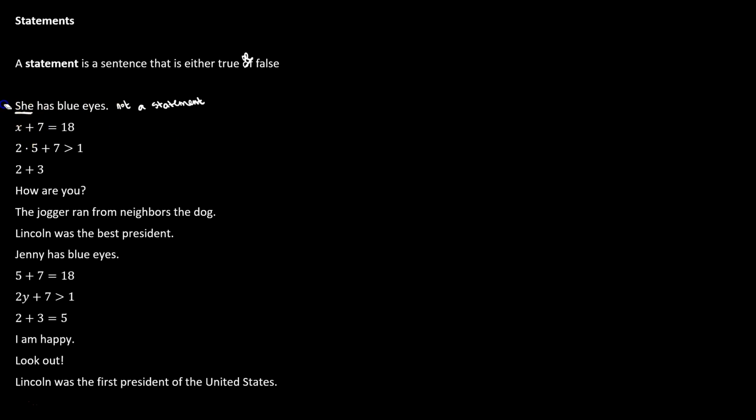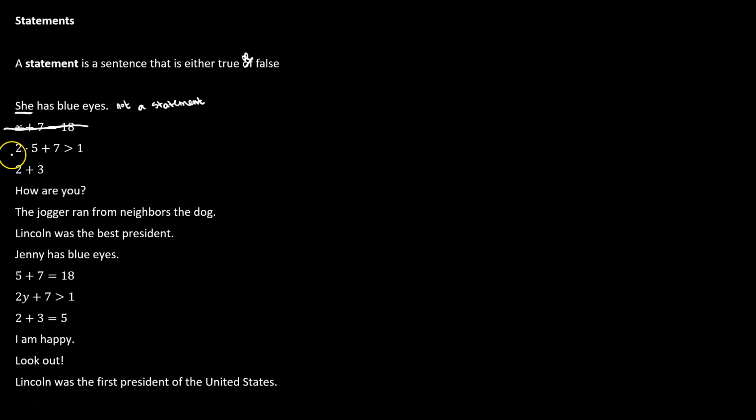So we have x plus 7 equals 18. Well, what is x? Is x equal to 0? If it's equal to 0, then this is false. However, if it's equal to 11, then this is true. So this is not a statement because it could be both true or false. So we'll cross it out. What about the next one?